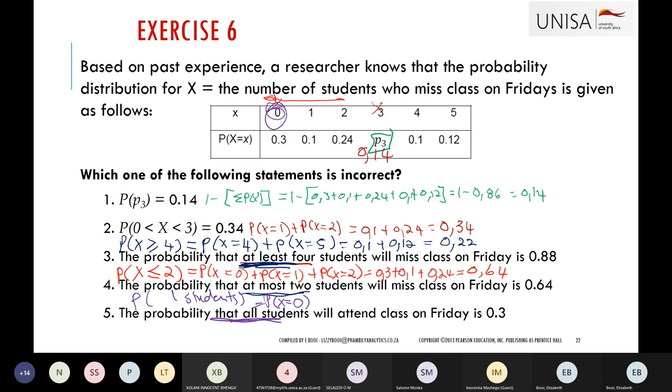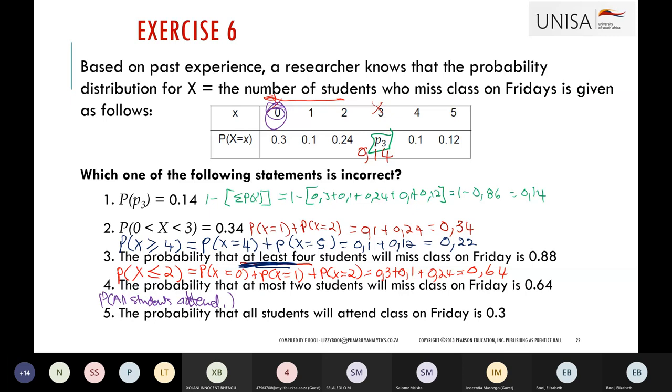We need to be very careful with this. So this will be all students who miss class. I need to write it correctly inside here. All missed class students, or all students who miss class, something like that. So we need to be very careful when we answer this question. The probability that all students miss class. The probability that, not miss class, the probability that all students will attend. Oh gosh. The probability that all students attend the class.